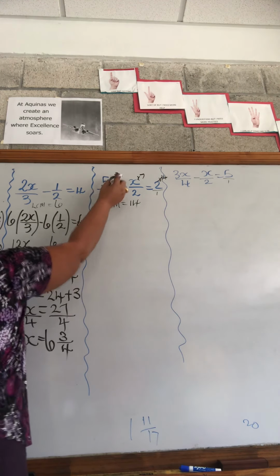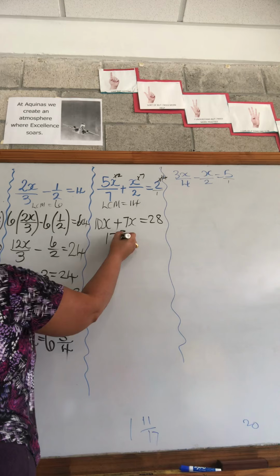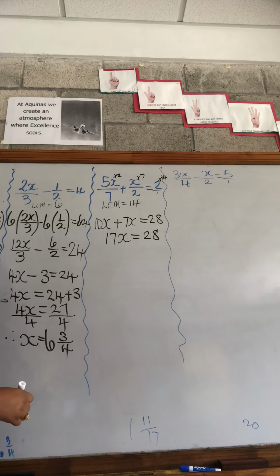So we have 5x times 2 will give us 10x. X times 7 will give us 7x. And 2 times 14 will give us 28. So we have 7 plus 10, 17x is equal to 28.